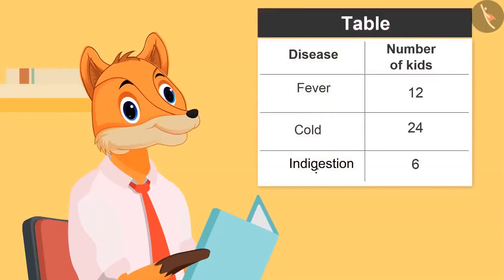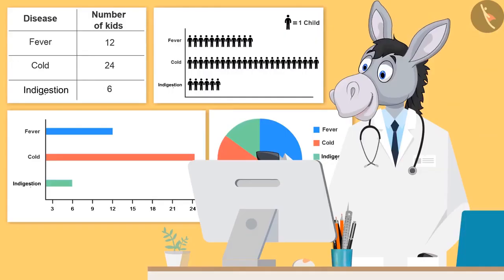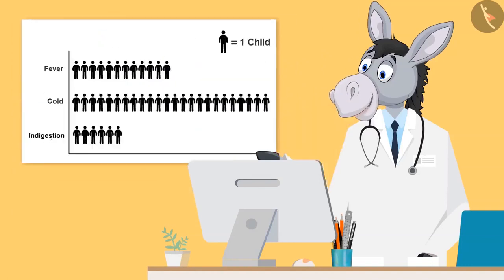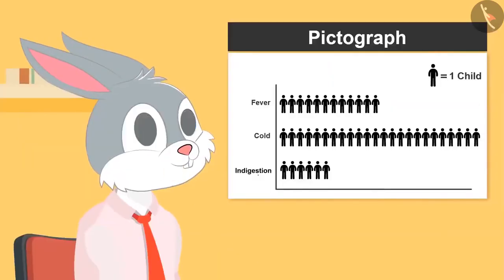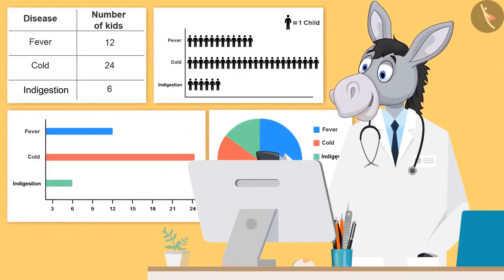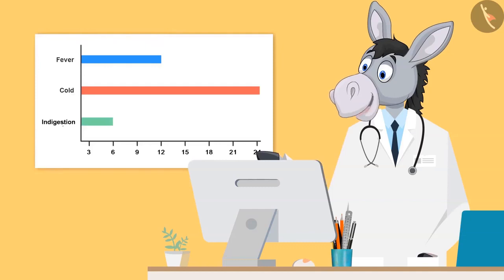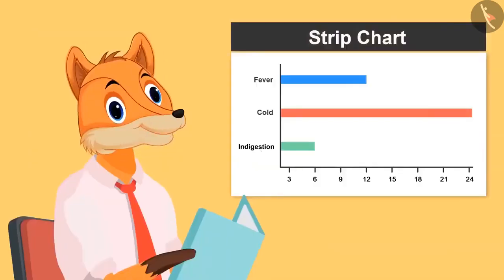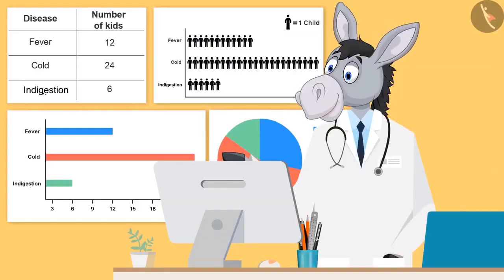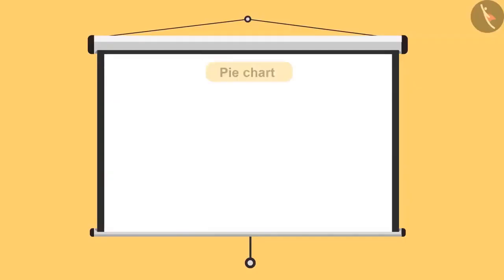Yes, this is called a table. Absolutely right. Now look at this data in another form. I will tell. This is pictograph. Very good. Can you tell me which chart is this? Yes, this is strip chart. Very good. Kids, you all know about various types of charts.